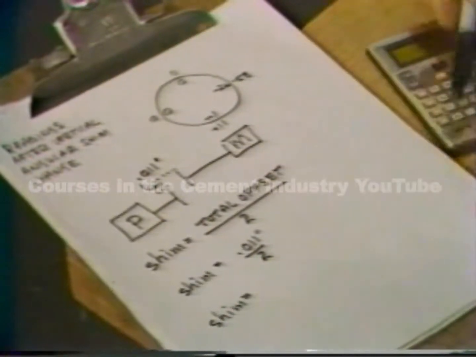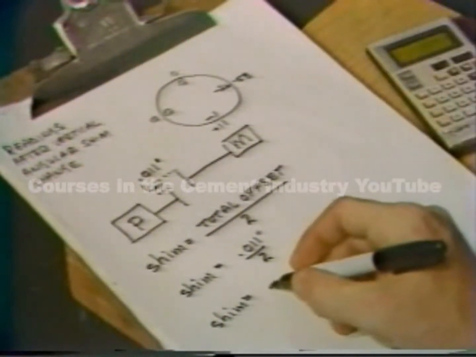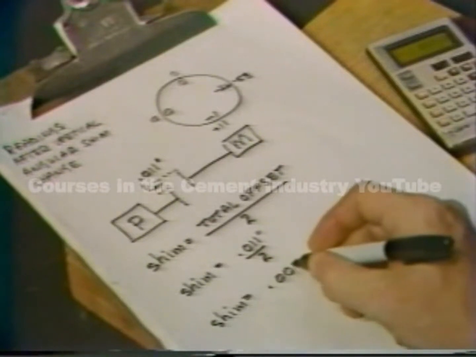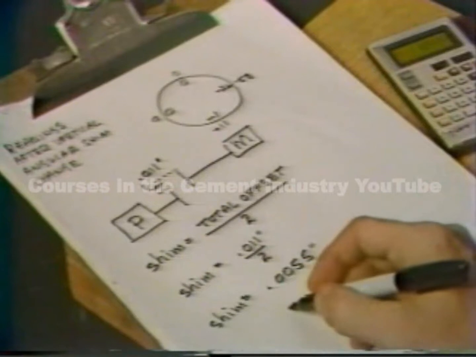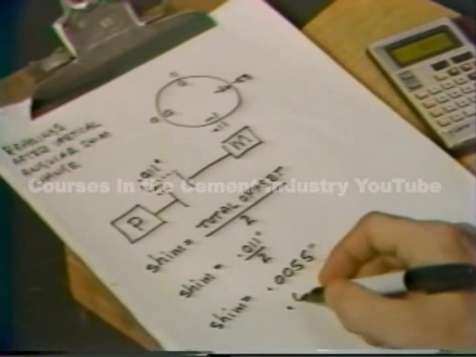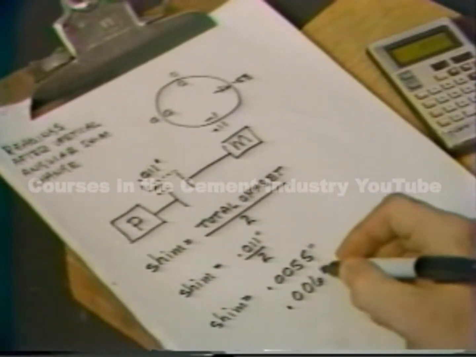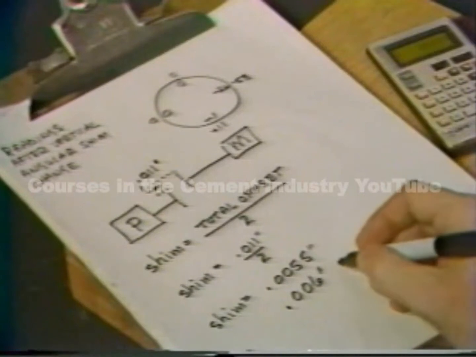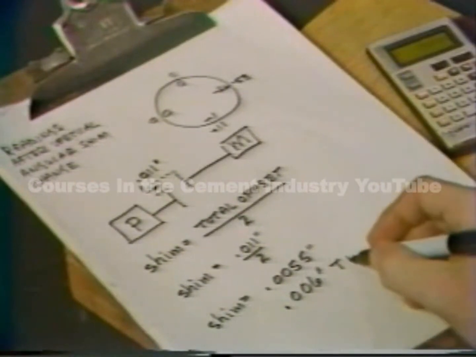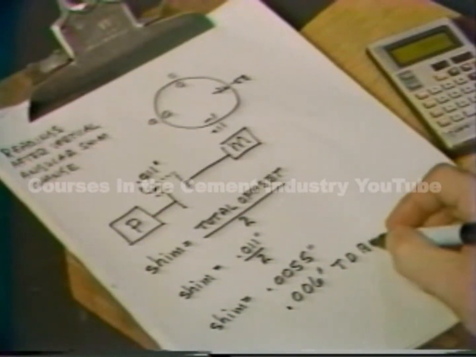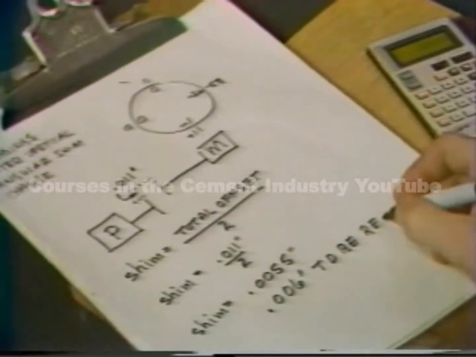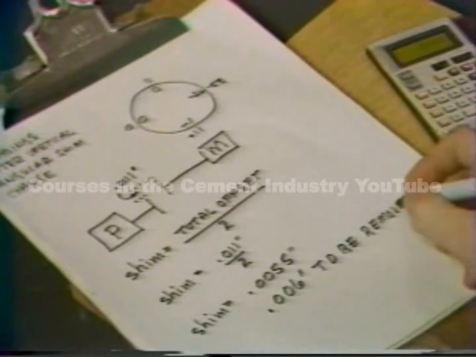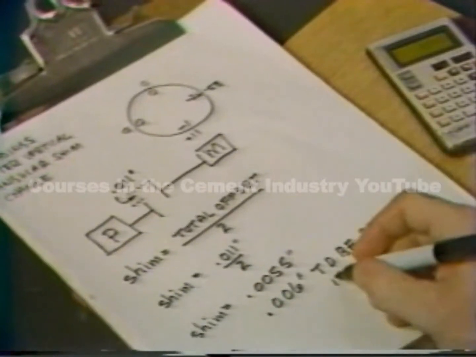This turns out to be 5 1/2 thousandths, or 55 10,000ths. The technician in this case rounds the number up to 6 thousandths. And this 6 thousandths must be removed from all 4 feet of the motor to lower it into alignment with the pump.